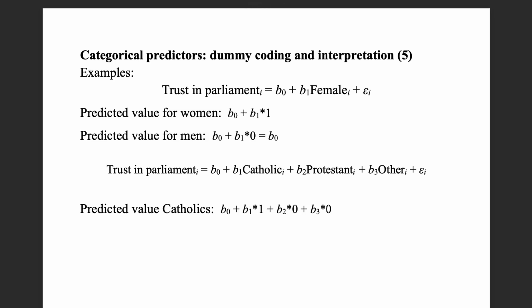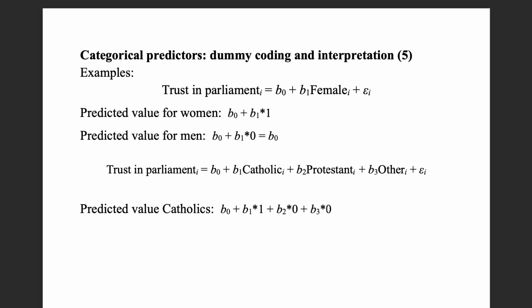So what is the predicted value in this case, for instance, for the Catholics? Well, it's again B0, the constant, it's the same for everybody, plus the coefficient for our Catholic dummy, so the B1 coefficient multiplied by 1. Why multiplied by 1? Because we gave everybody that belonged to a Catholic denomination the value 1 in our data set. Plus B2, the regression coefficient for being Protestant, multiplied by 0.